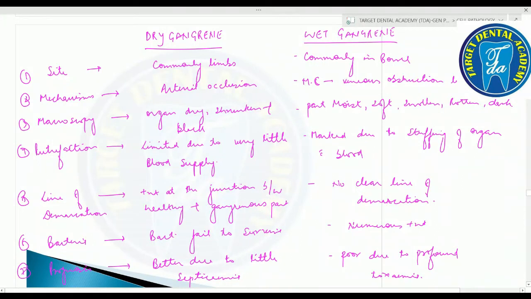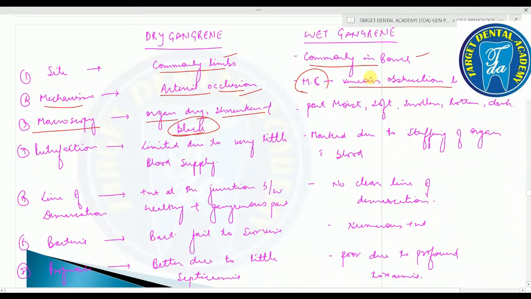The dry gangrene most commonly occurs in the limbs, and the wet gangrene commonly occurs in the bowel. The mechanism in dry gangrene is arterial occlusion, while in wet gangrene it is due to venous obstruction and less often due to arterial occlusion. In macroscopy, in the dry gangrene, the organ may be dry, shrunken and black in color, while in the wet gangrene, the part of the organ is moist, soft, swollen, rotten and dark.